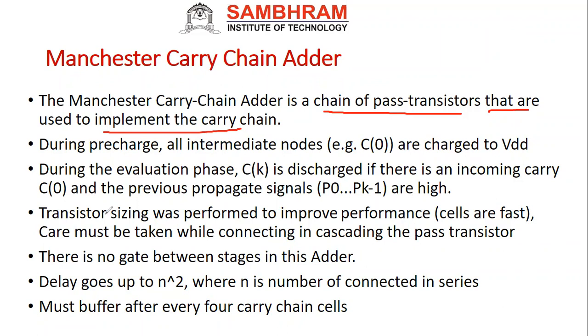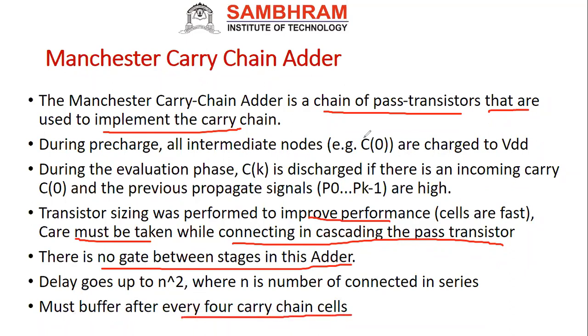The second thing is that transistor sizing is performed to improve the performance. Care must be taken when connecting and cascading the pass transistors. Later I will show the diagram. Very important: with multiple stages, there is no gate between stages in the adder. The delay goes up with n square, where n is the number of pass transistors connected in series, so the delay increases as the number of stages increases. Then there must be a buffer after every 4 carry chain cells. So the diagram will be like this. Every 4 carry chain cells, a buffer is a must.